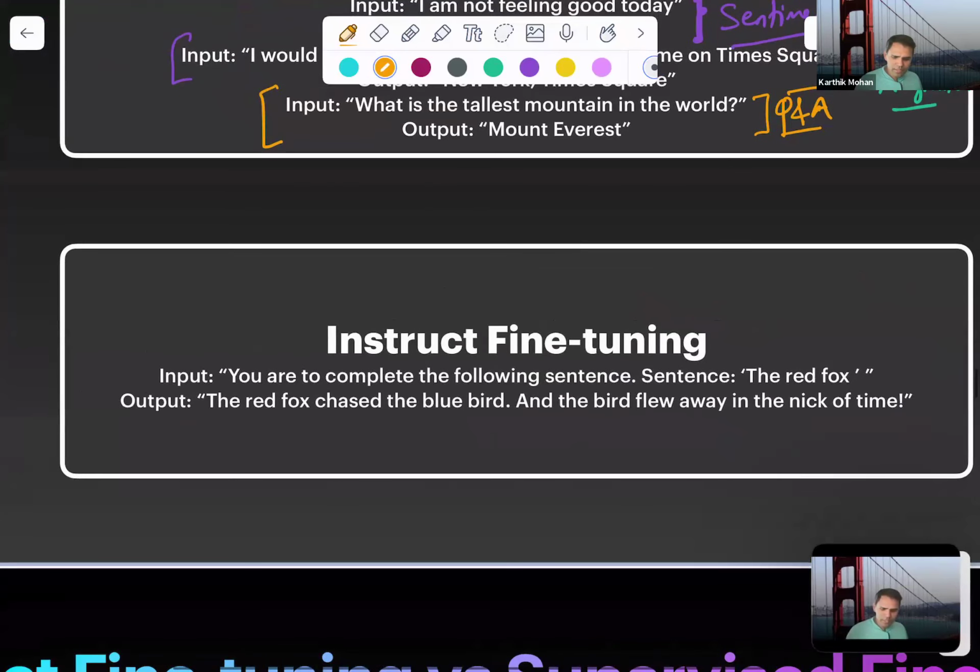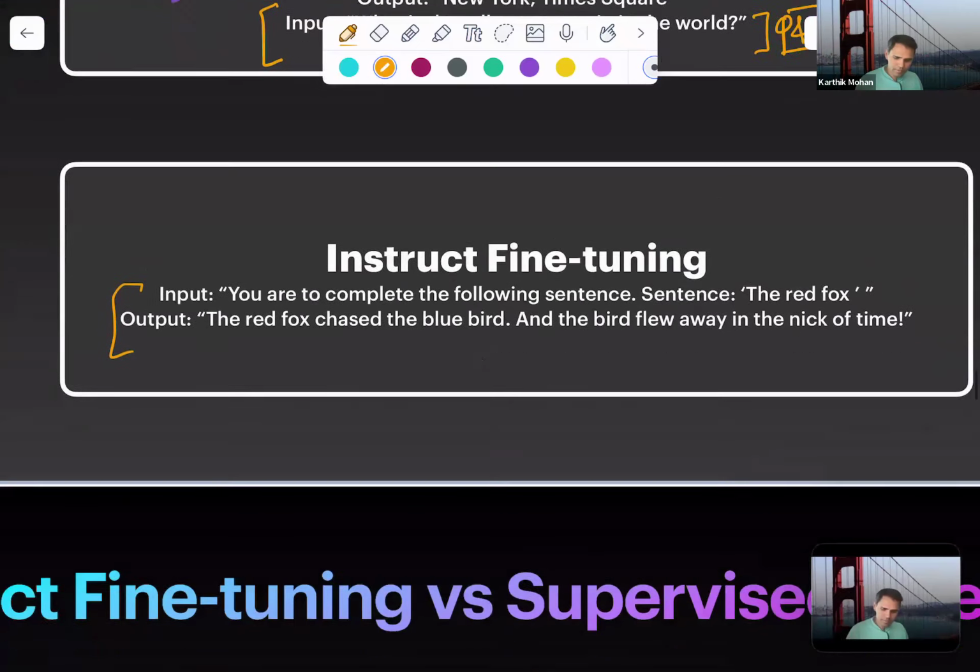Instruct fine-tuning, on the other hand, would be like this, right? You are to complete the following sentence, and then the instruction describes the type of the task, but it's not necessarily spelling out that it's a named entity recognition task or whatever. It's just giving instructions in a much more generic way. And then the hope is that the LLM understands what you're asking and then does the job. Okay.